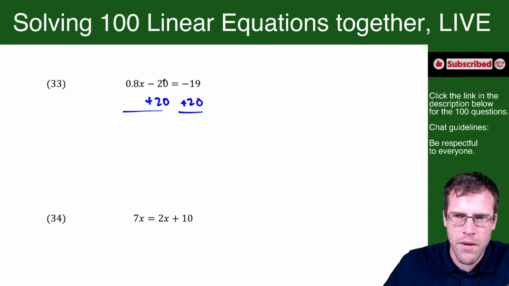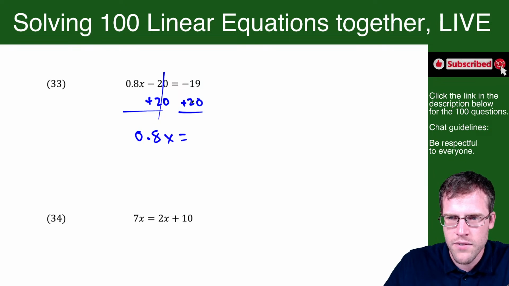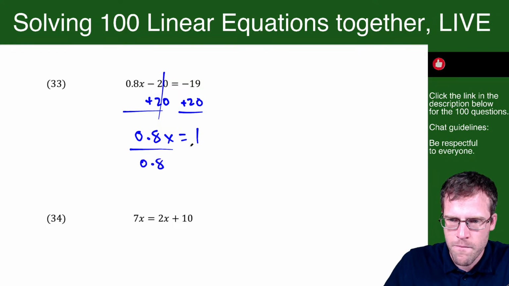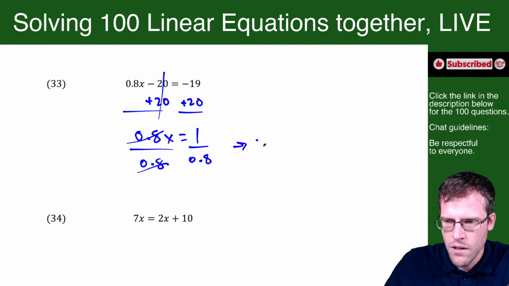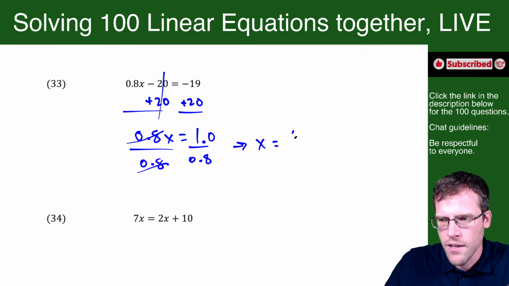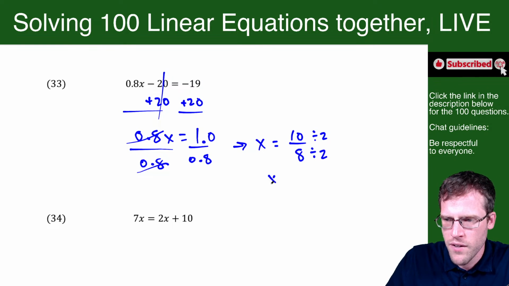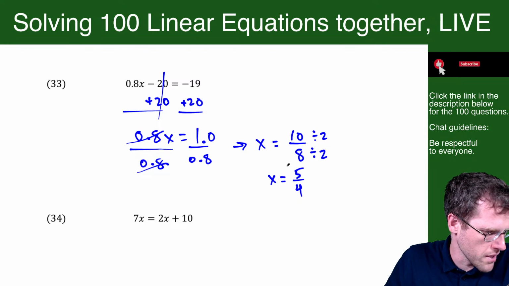So let's see, get rid of that minus 20 by adding, and we have 0.8x equals negative 19 plus 20 is 1. And now divide both sides by 0.8. And now we could use the same trick here. You could use the calculator, or you could say, all right, this is 1.0 over 0.8. Just move the decimal one each. Do times 10 times 10. And that's going to give you 10 over 8. Okay, and then divide the top and bottom by 2. And this will simplify to 5/4. Okay, so 33 should be 5/4.